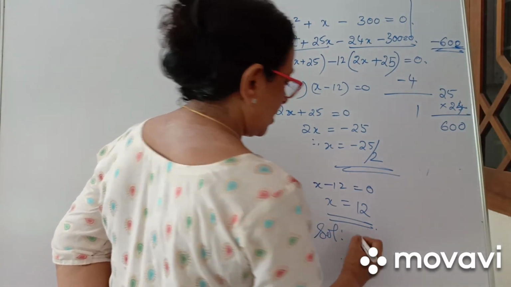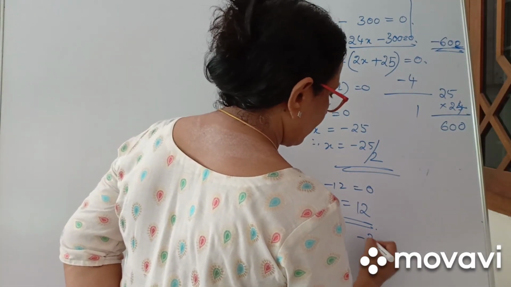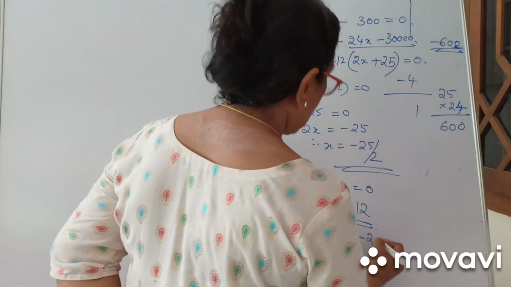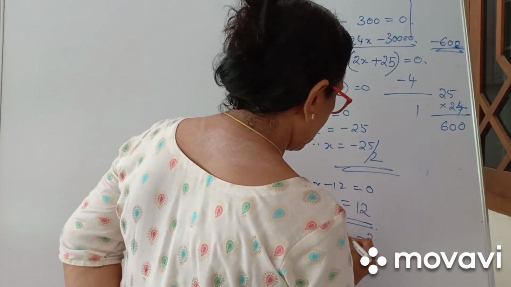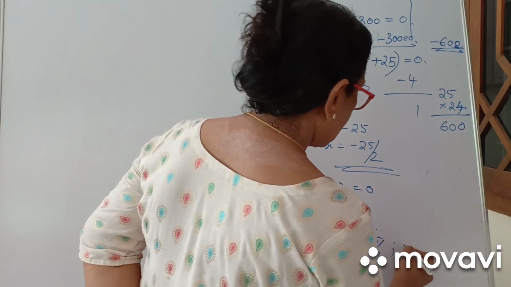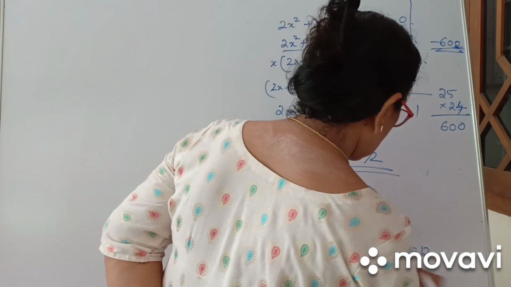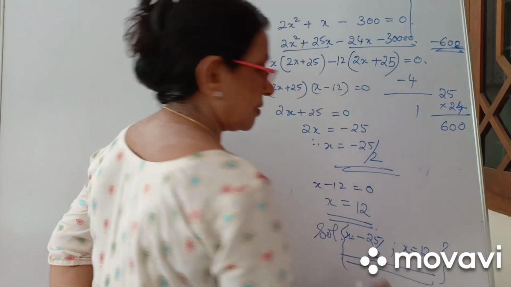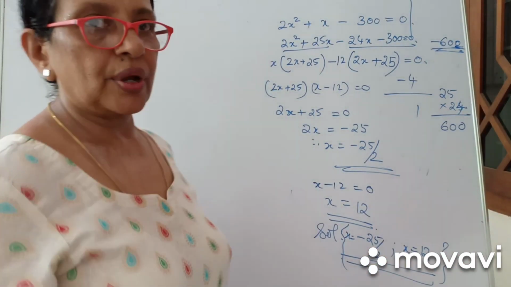Solution for all the problems. Solution, roots are x equal to negative 25 by 2 or x equal to 12. Okay. Understood this much? Okay.